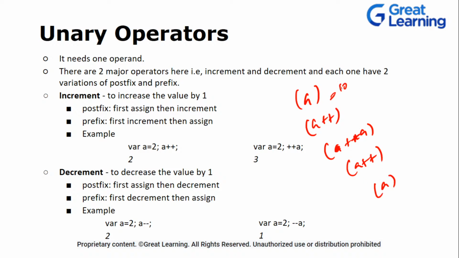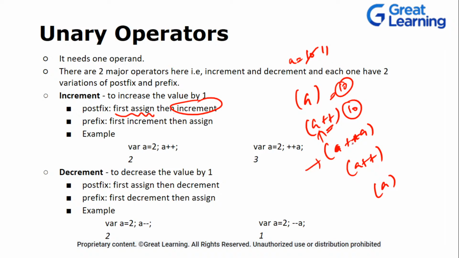So here it was simple, it was 10, right? In the next step, it was a post increment. What post increment says is, first assign the value, then increment it. So it was assigned and that was printed. But this A was incremented after that. Now that was not printed yet, right?